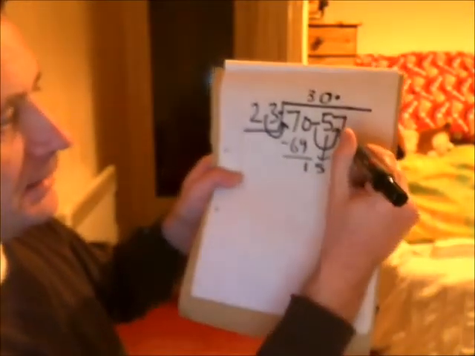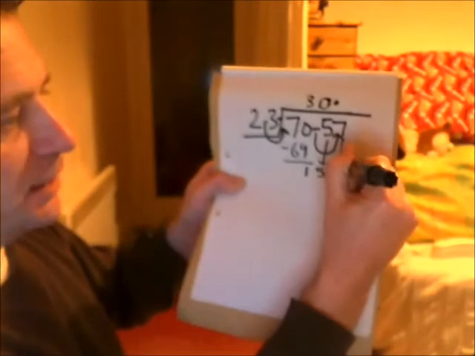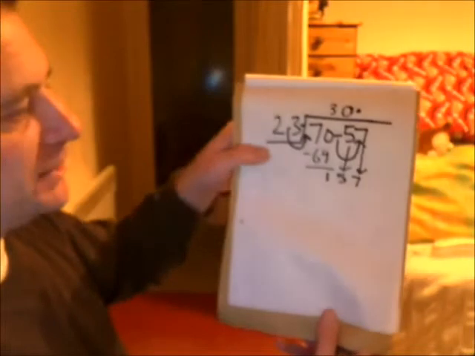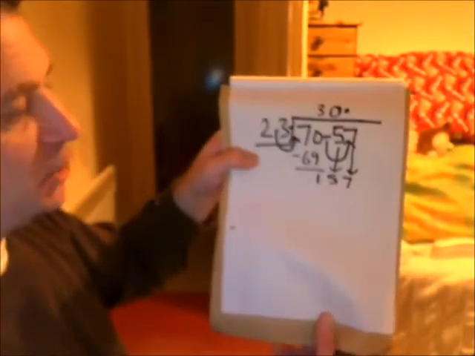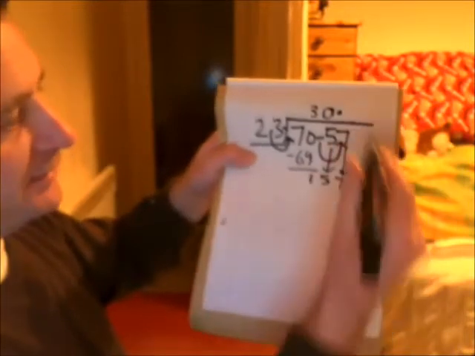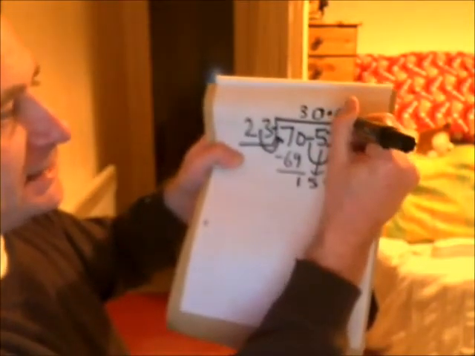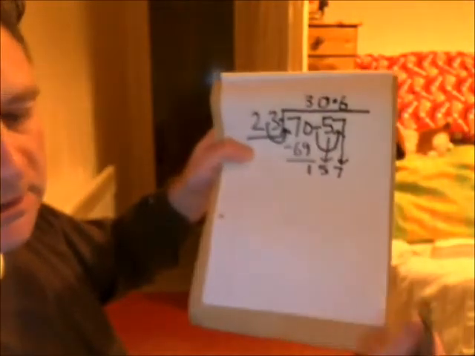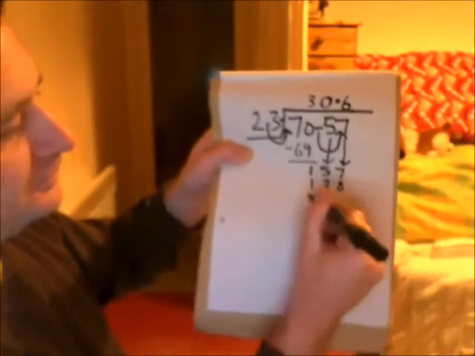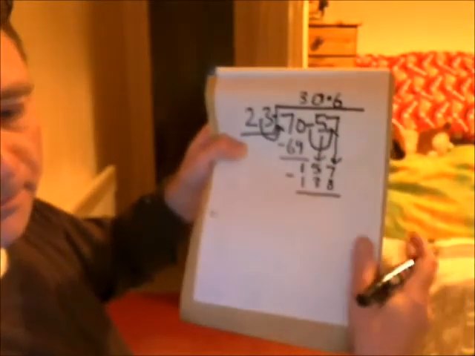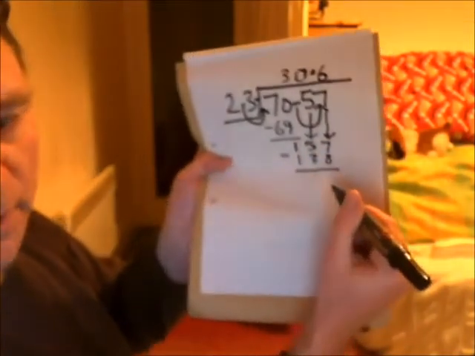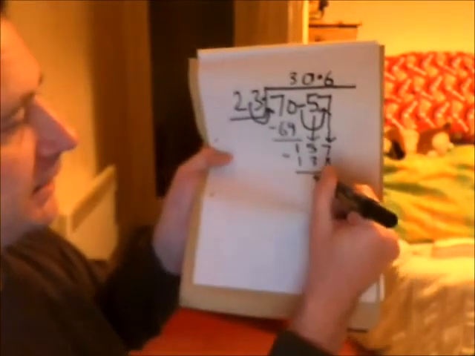So the next step is moving over to the 7. Right? So we've moved over to the 7 there, and we're asking ourselves how many times does 23 go into 157? 23 goes into 157 6 times. Alright? 6 times 23 is 138. Take 138 away from 157, and that leaves us with 19.